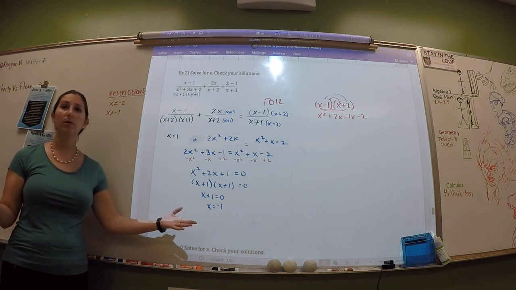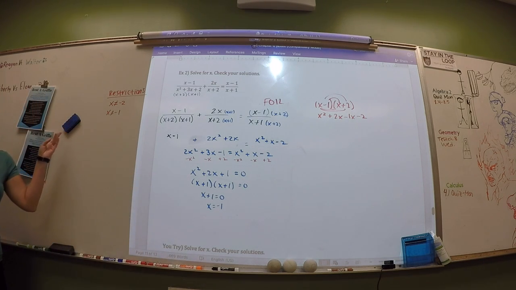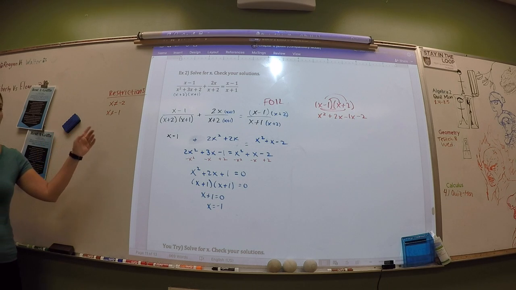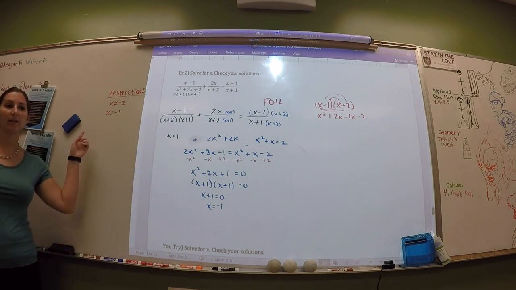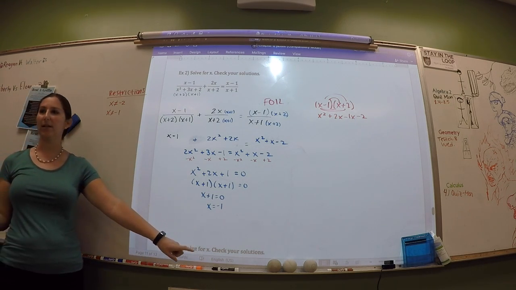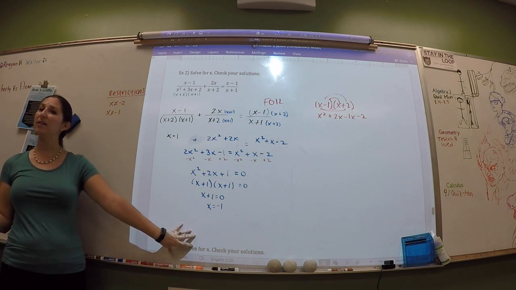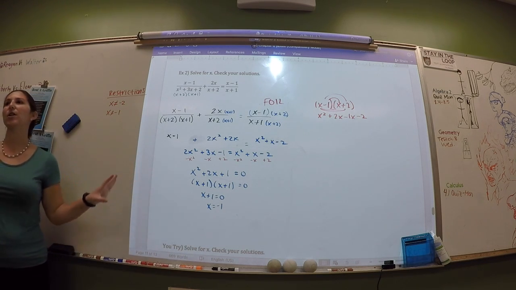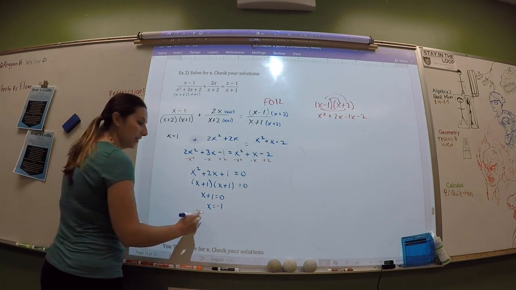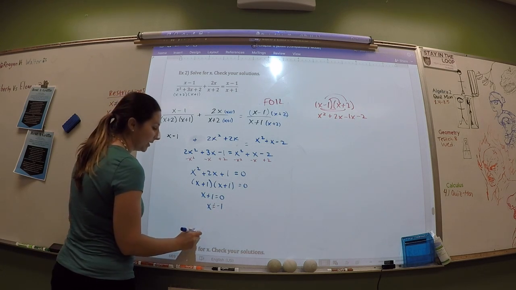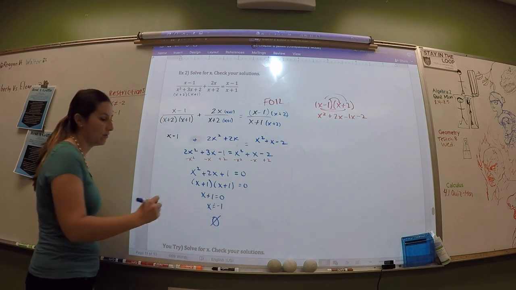The last thing you're going to do is just check your restrictions. Do you see how our answer is a restriction? Yeah. And it was the only answer. So if our only answer is a restriction, what is our answer? No solution. Right, so we're going to say x equals negative 1, but it can't be negative 1, therefore we have no solution.